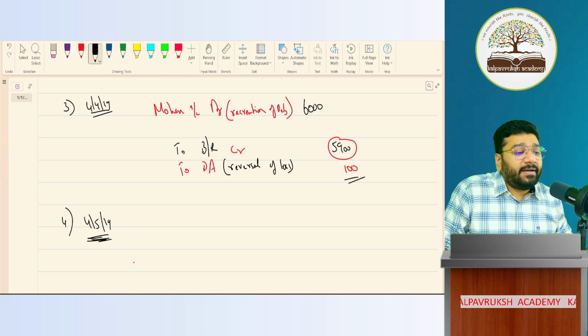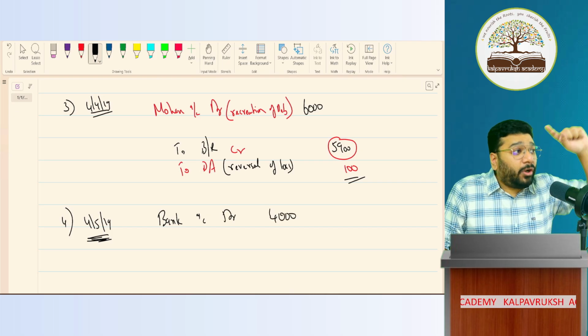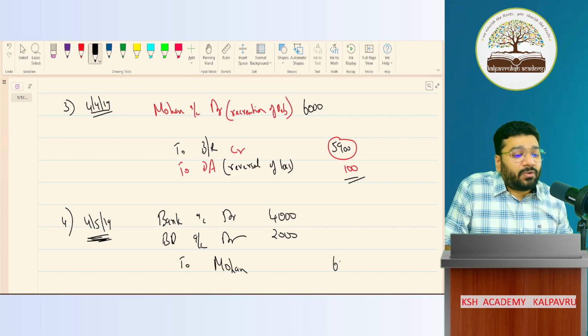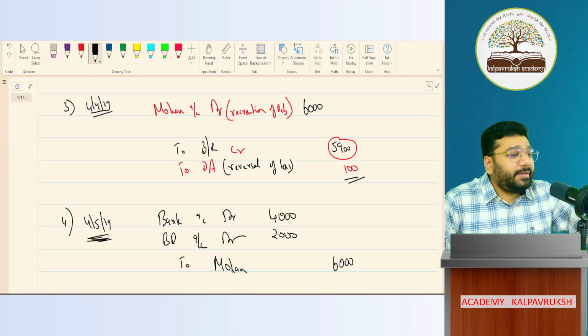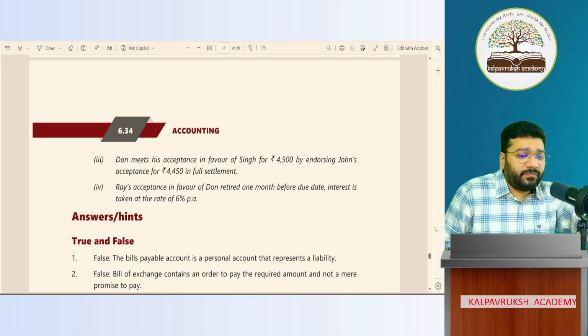Now, what is the entry here? Bank account debit. How much? 4,000. The money you are not going to receive, the balance 2,000, is bad debt. Bad debt account debit. To Mohan. Very good. How much? 6,000 rupees. Got it, not got it. Online people, got it, not got it. Fast. Tell.